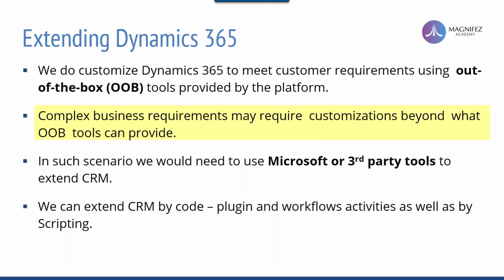We know there are complex business requirements where we need to customize the system beyond what these out-of-the-box tools can provide. In such scenarios, we go for Microsoft tools or third-party tools to customize it. We can also customize the system using code. There are multiple ways to do that. One is developing plugins, which is the major method of customizing the CRM system. The other one is scripting, that means you customize the CRM forms using form scripting.